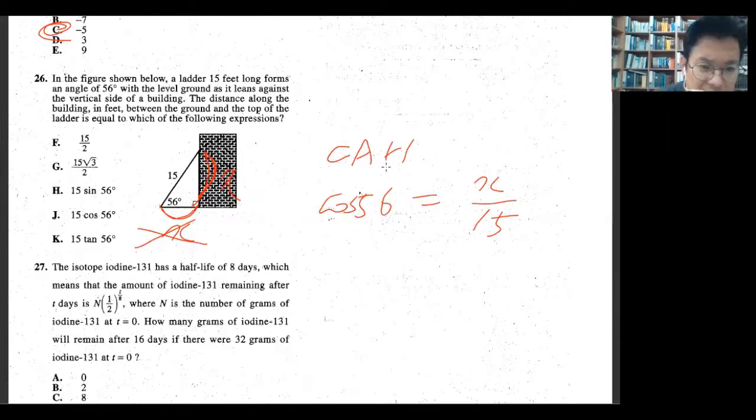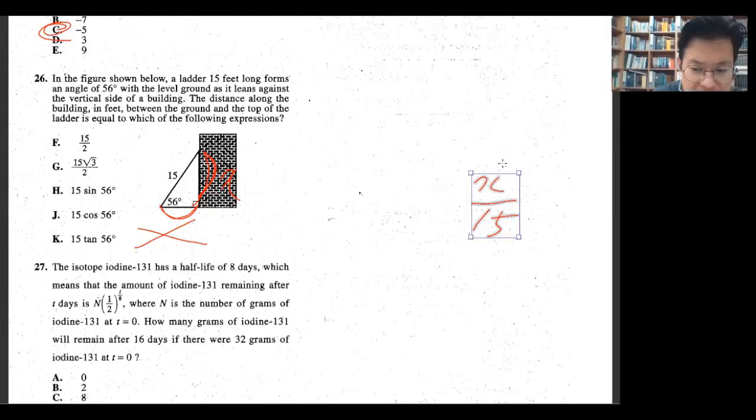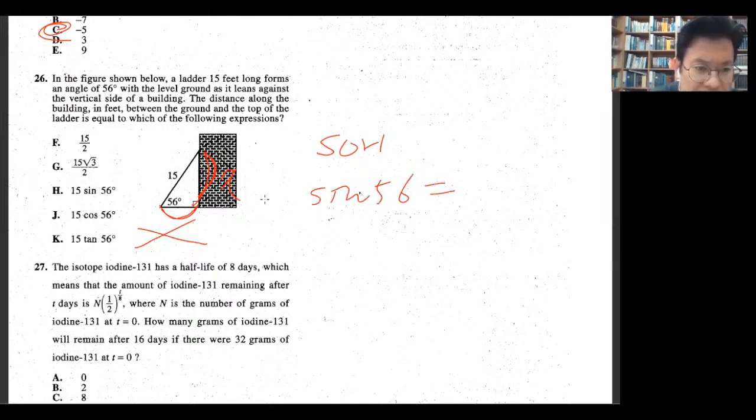I'm sorry, this is wrong. Oops. So then we have to use sine. Sine 56 equals opposite over hypotenuse, so x over 15. So x is 15 times sine 56.